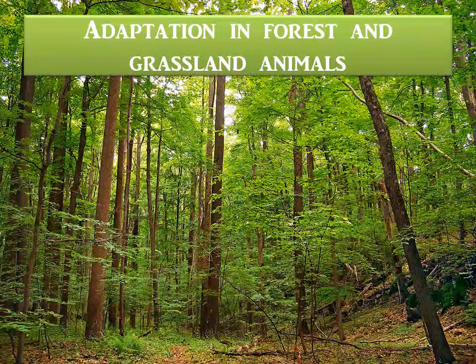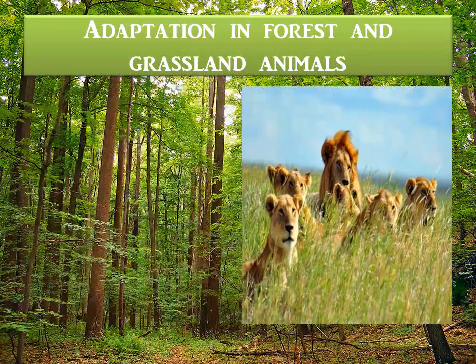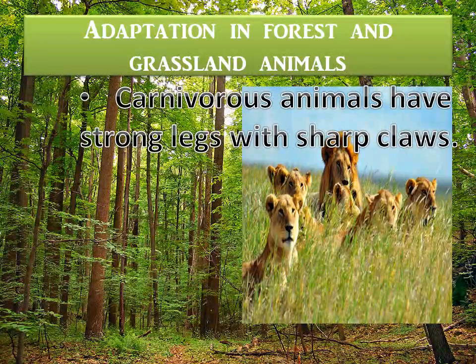Adaptation in forest and grassland animals. Carnivorous animals have strong legs with sharp claws. Tigers have padded paws. This enables them to silently stalk their prey and capture it easily. Their eyes are located on the front of their head. It helps them to spot their prey from a long distance.